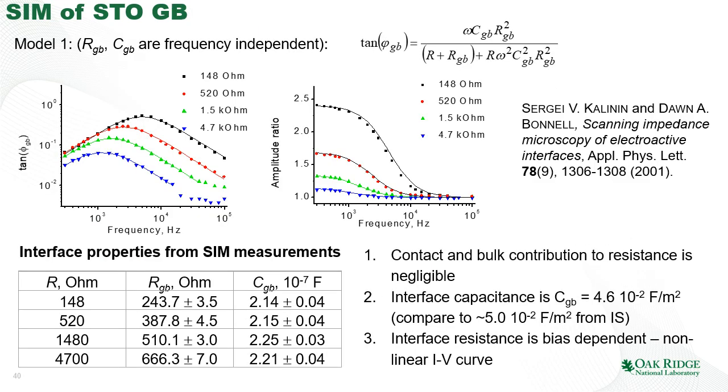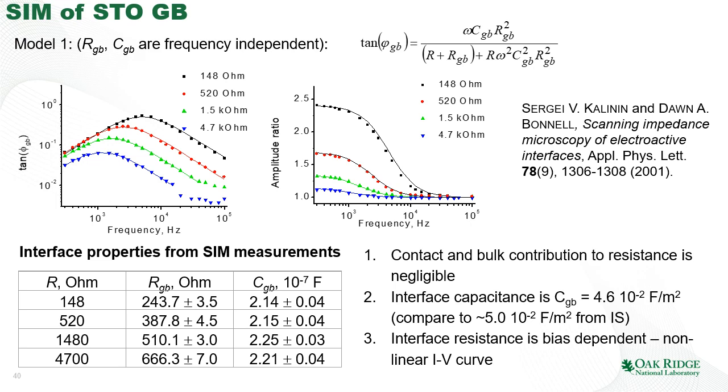But what we can do now is measure the phase shift across the grain boundary and the amplitude ratio across the grain boundary as a function of frequency. And it turns out that this behavior is exactly what we expect for the simple RC model. So basically, knowing the phase shift and amplitude ratio measured from scanning probe microscopy, we can reconstruct the capacitance of the interface. And this interface capacitance is very close to the macroscopic measurement. The scanning impedance microscopy gives me 4.6 times 10 to the minus 2 farads per meter squared, and the impedance spectroscopy gives me 5 times 10 to the minus 2 farads per meter squared. So it works remarkably well.